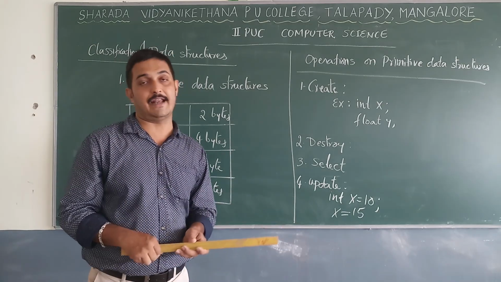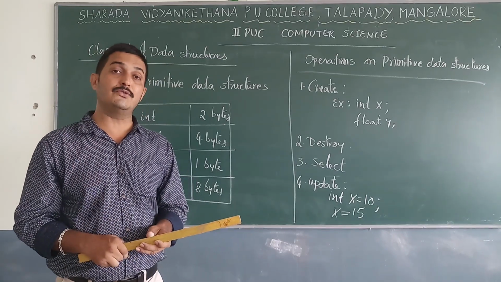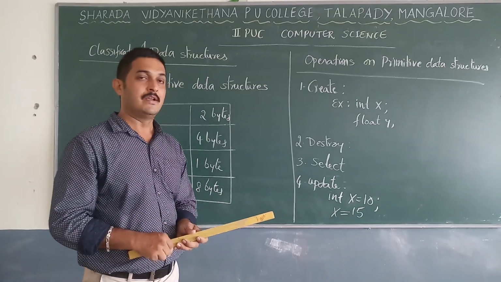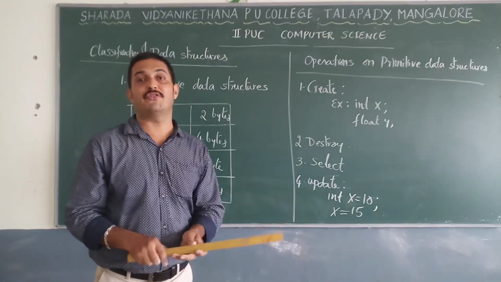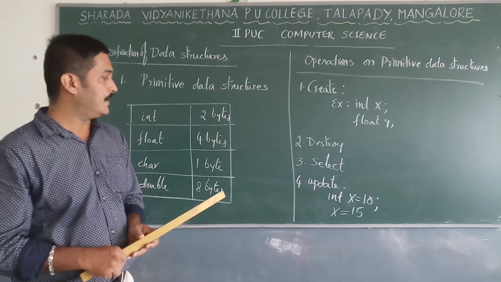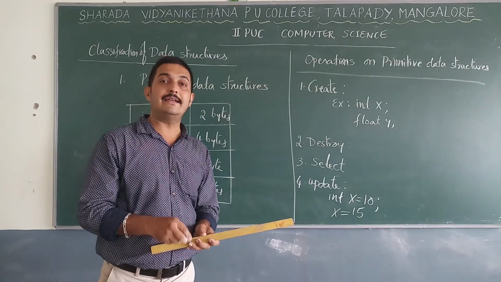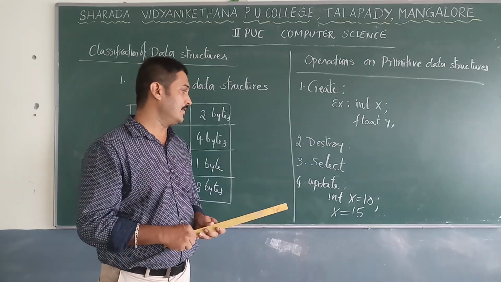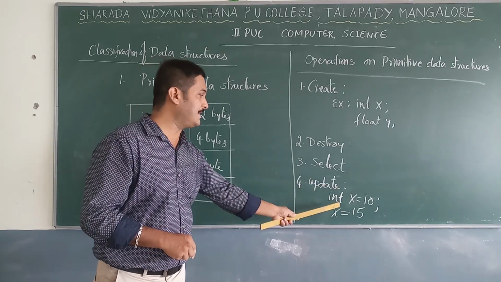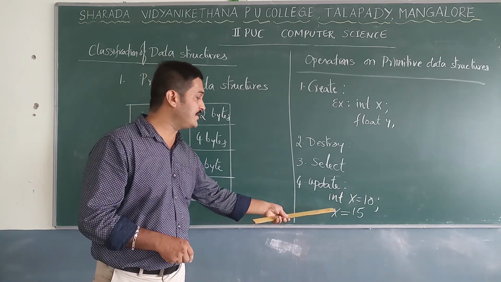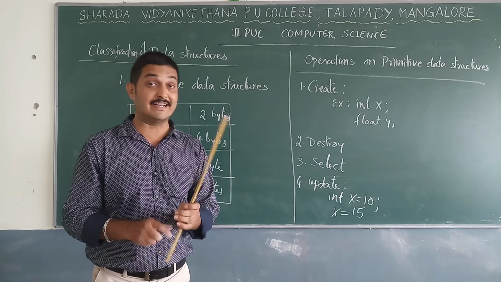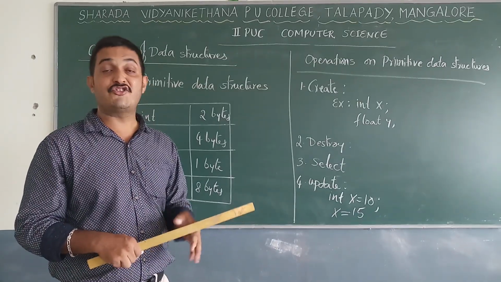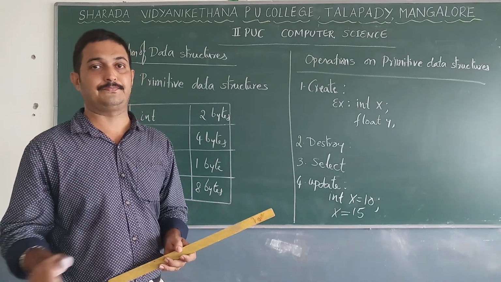And third one is select. Select operation is to access the data from the user. Next, fourth operation is update. Here the update operation is to insert, increment, or decrement. For example, int x, later we can change the value of x to 50. So that's why we can say the update operation is used to change the data or data structure.